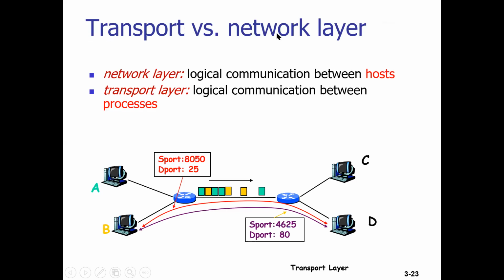Next one is transport versus network layer. What is the transport layer? What is the network layer? With respect to the network layer, there is a logical communication between the hosts. Whereas with respect to the transport layer, it is between the processes. That's it. Logical communication means there is no physical wire; it will be just connected logically.